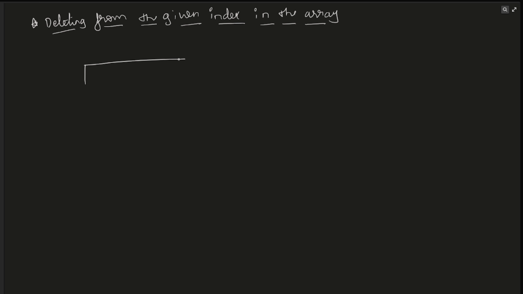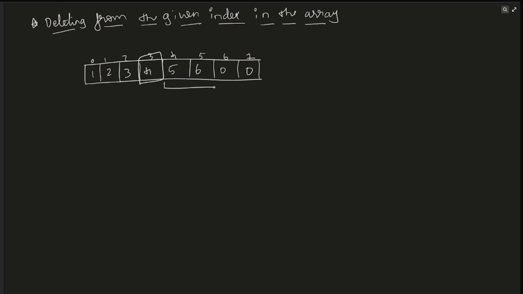Let me write down the array. 1 2 3 4 5 6 0 0. Indexes 0 1 2 3 4 5 6 7. Let's take, I want to delete the third index, meaning I want to delete element 4 from the array. In this case, we need to shift all these elements towards left by one cell. Let me just show you.